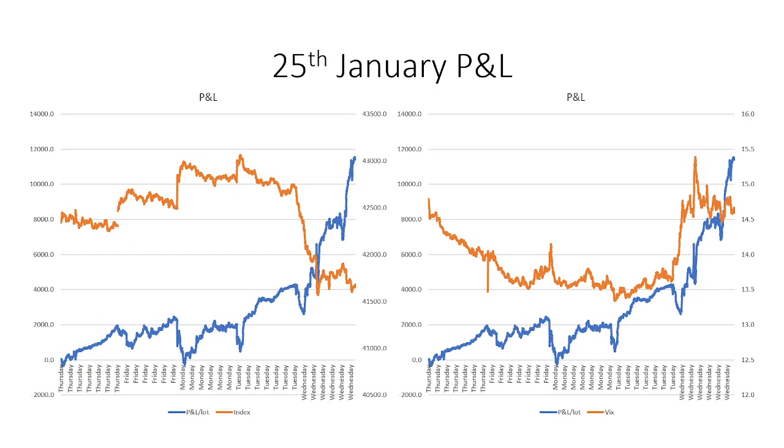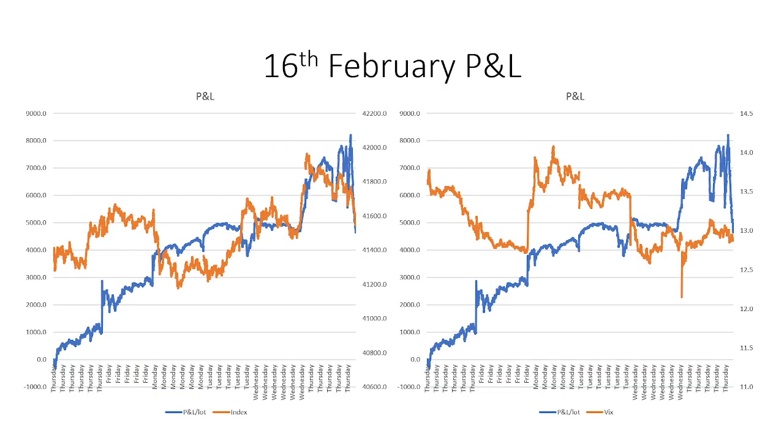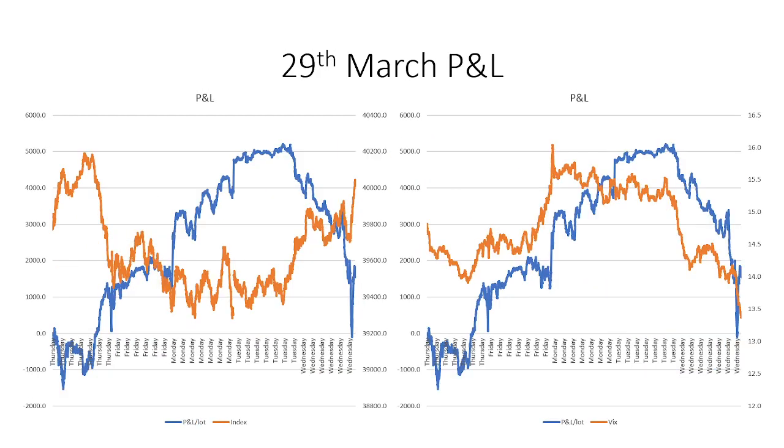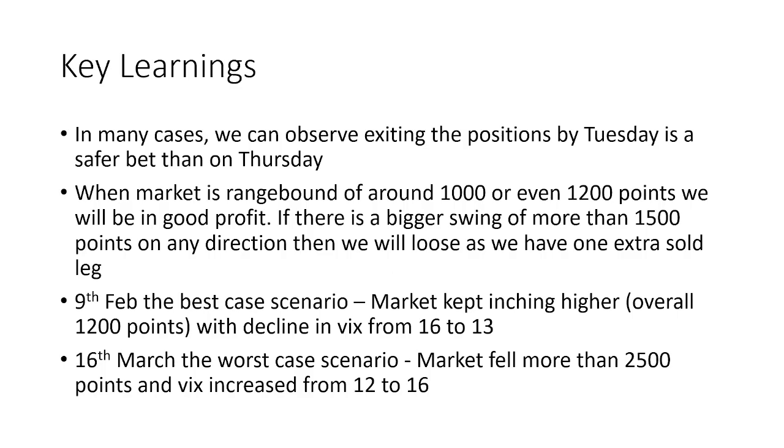After making these graphs, I was able to see that exiting on Tuesday is a better bet than Thursday. But anyway, in part one, we said to exit on Thursday. So I have given the P&L for Thursday alone. Maybe going forward, we will change the strategies a little bit so that we can make maximum profit. And also the VIX has reduced tremendously now. We need to see something on that, and we have to execute some strategies for that.